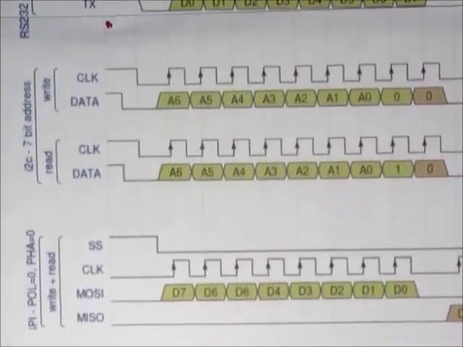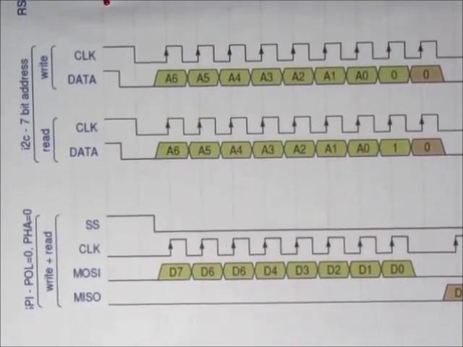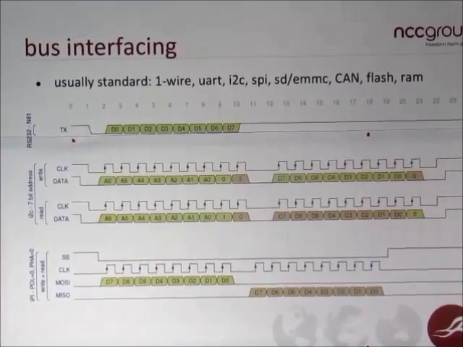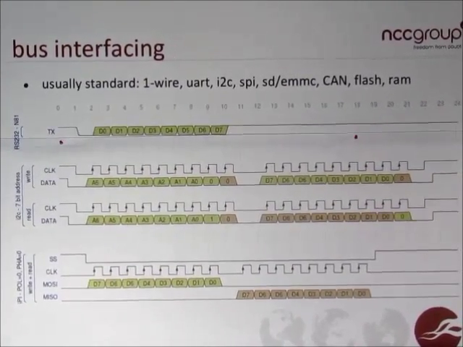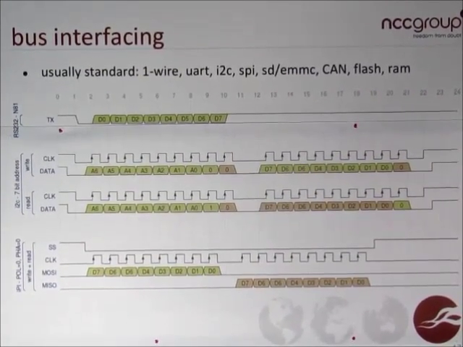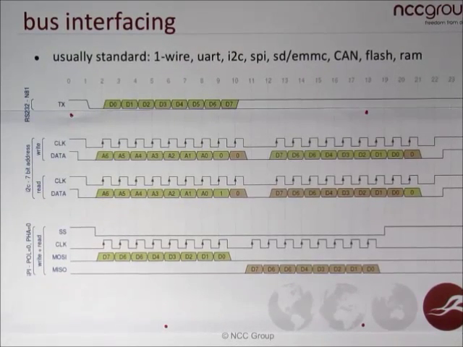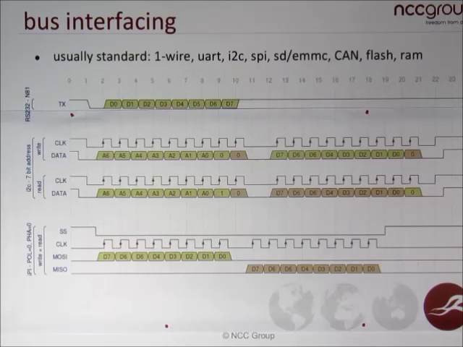The next two are both I2C. In this one you have two signals, the clock and the data. Every time the clock happens, you'll see the data change. It's both a read and a write. The bottom one is SPI, which is another very common serial interface. It's very similar to I2C, except it supports four different modes and has a couple of extra signals, which you could read up about if you're interested.